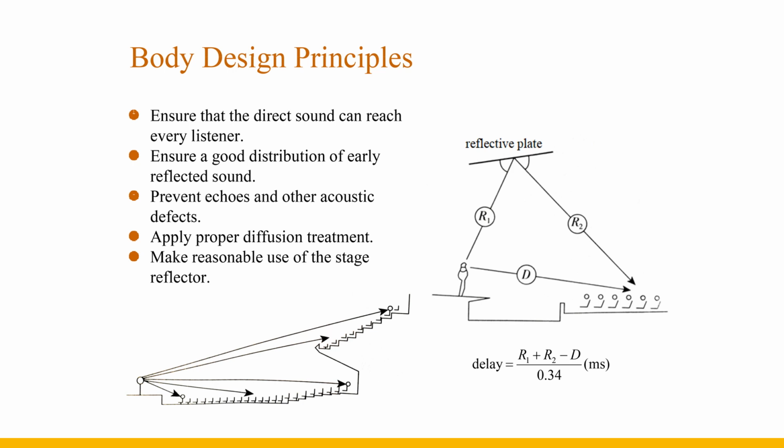The first, ensure that the direct sound can reach every listener. The second, ensure a good distribution of early reflected sound. The third, prevent echoes and other acoustic defects. The fourth, apply proper diffusion treatment. The fifth, make reasonable use of the stage reflector.